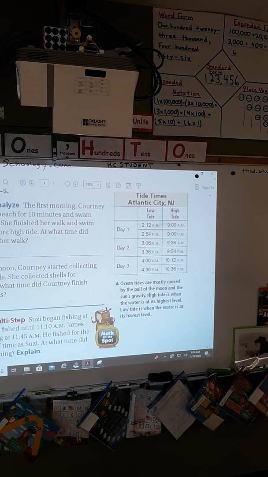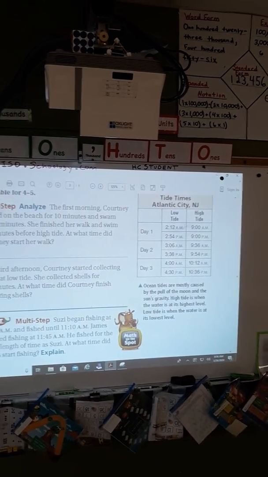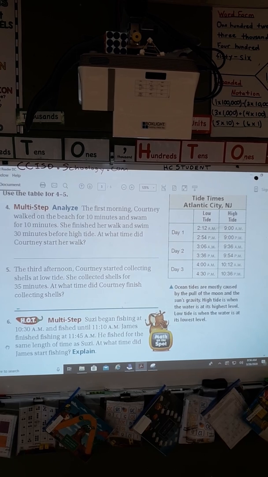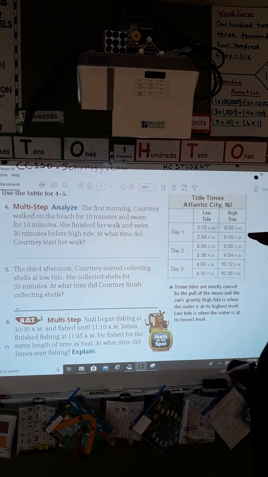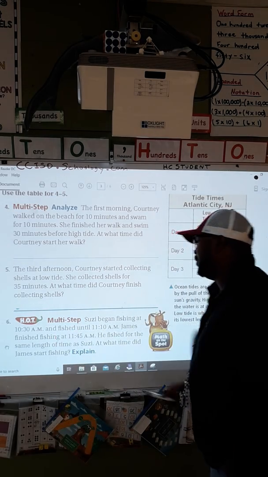Okay, question number 6 says, Susie began fishing at 10:30 a.m. and finished until 11:10 a.m. James finished fishing at 11:45 a.m. He fished the same length of time as Susie. What time did James start fishing? So the first step, since it's a multi-step, is me figuring out how much time Susie fished for.